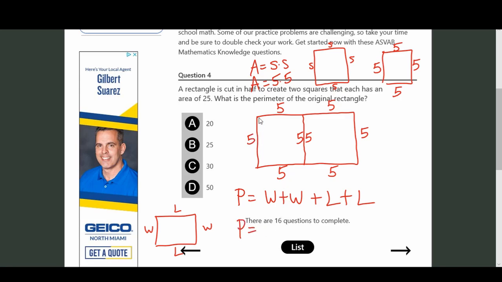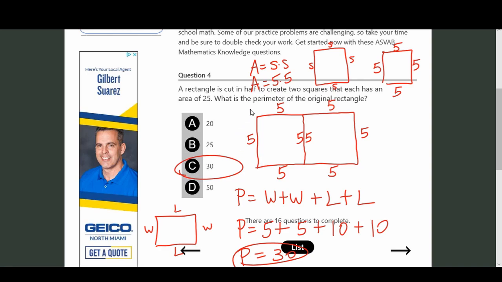The width is 5, as we can see. The width over here is 5. The length is 5 plus 5, or 10. And the length on the bottom is 10. So we have 5 plus 5, which is 10. 10 plus 10 is 20, plus 10 is 30. So I know the perimeter of this rectangle is 30.